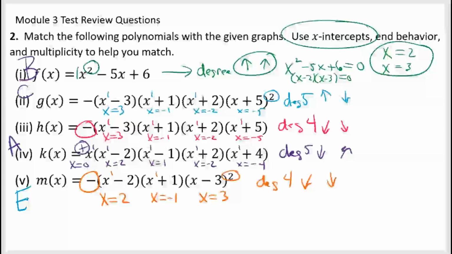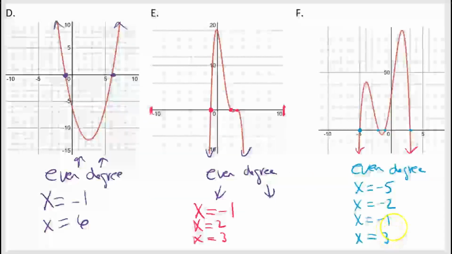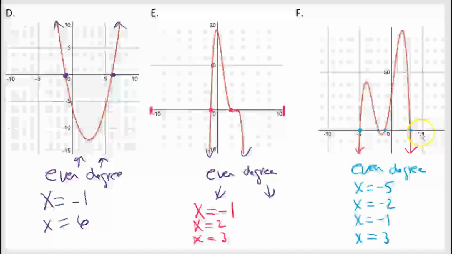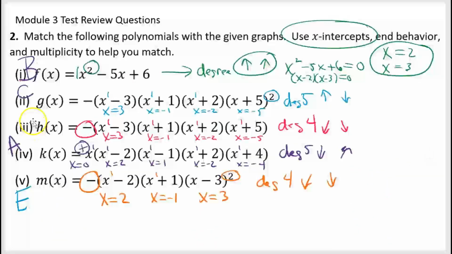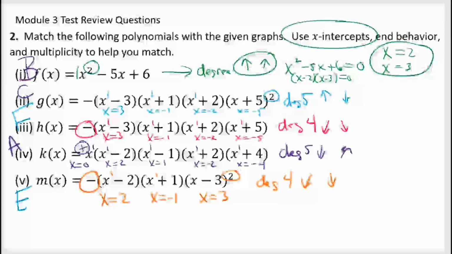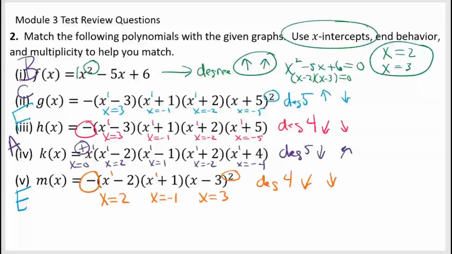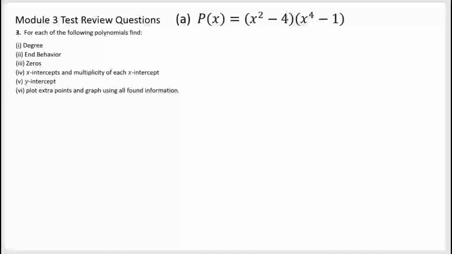Now, the last one has to be 3, but let's just check and be sure that makes sense. So we're saying the zeros are 3, negative 1, negative 2, negative 5, and both sides are pointing downward. So I feel pretty comfortable with that. So that last number 3 that we haven't matched, that is F. And that's a lot of work, but it's good work. It's good for you.